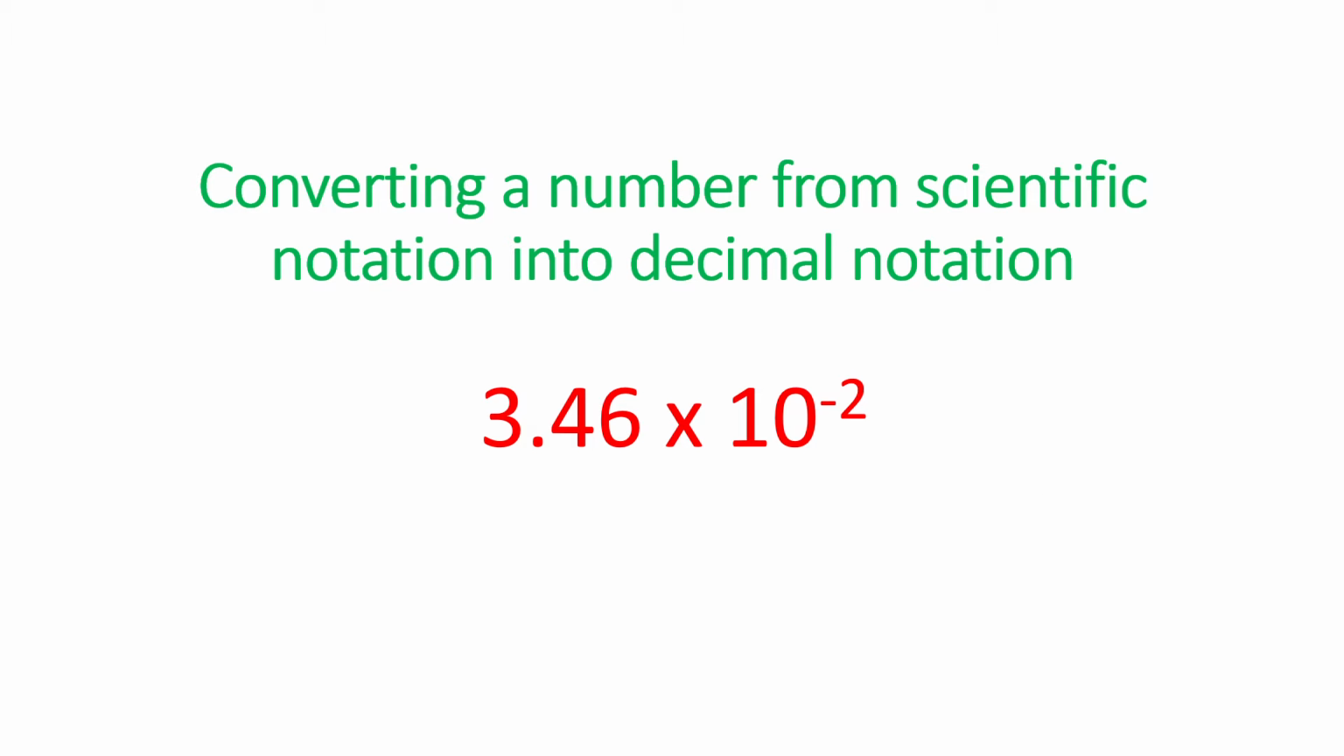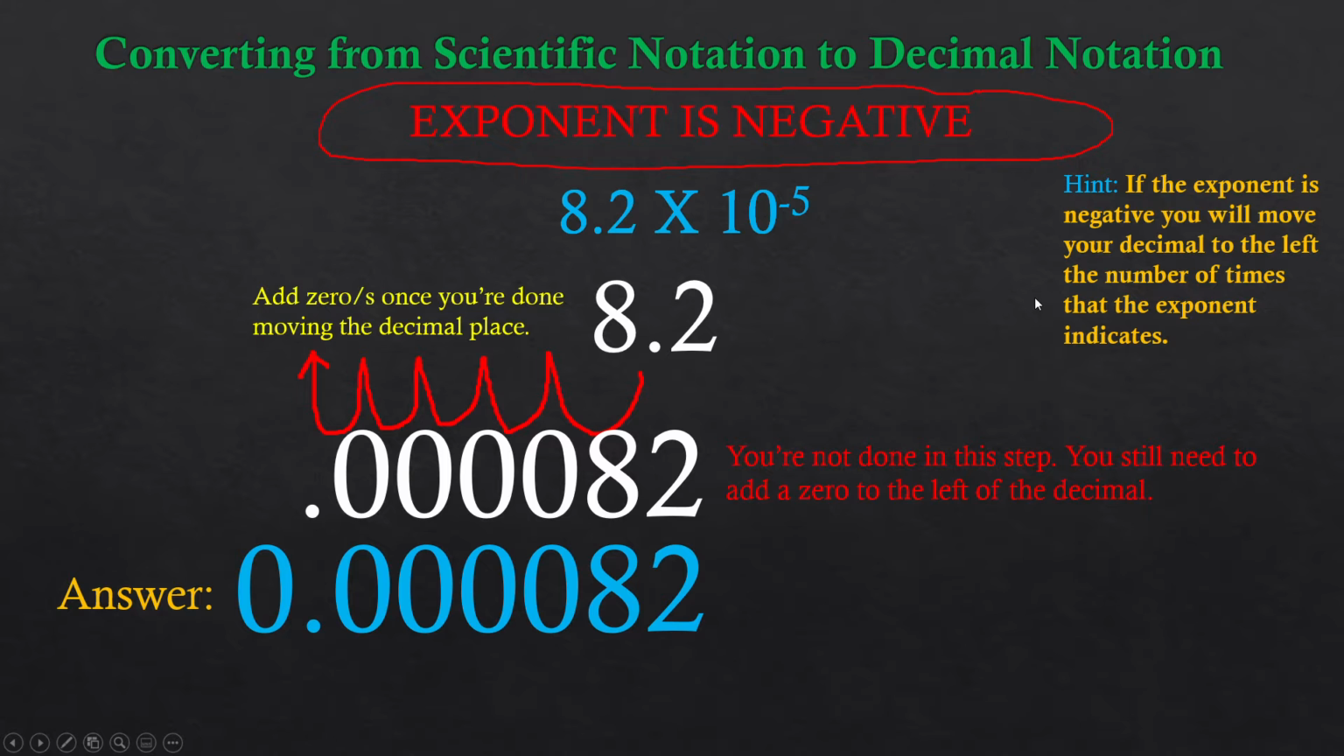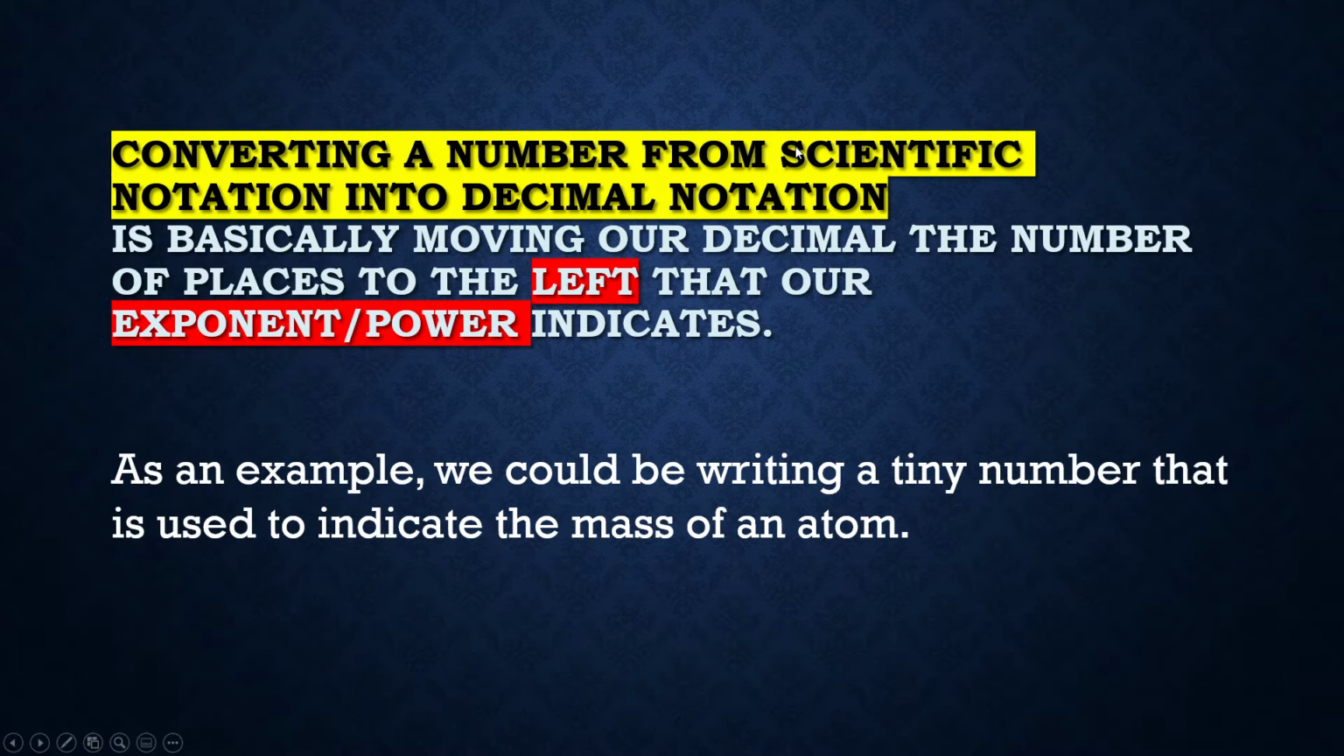Okay, so this is the third video in regards to significant figures, and we're going to be converting a number from scientific notation into decimal notation. Here's the first thing that you should know. Converting a number from scientific notation into decimal notation is basically moving our decimal the number of places to the left that our exponent, or power, indicates.